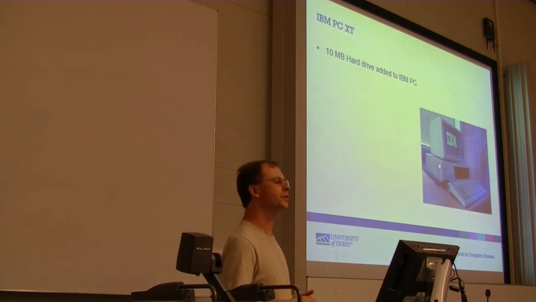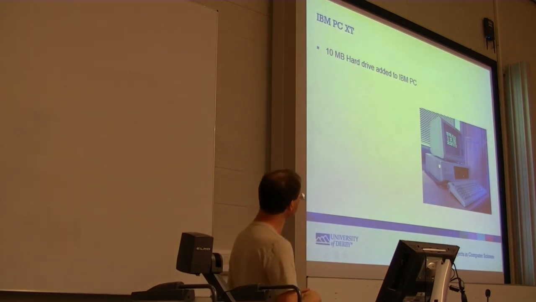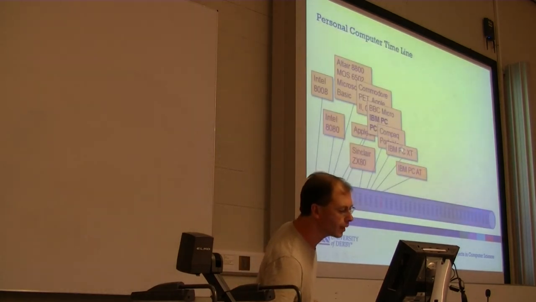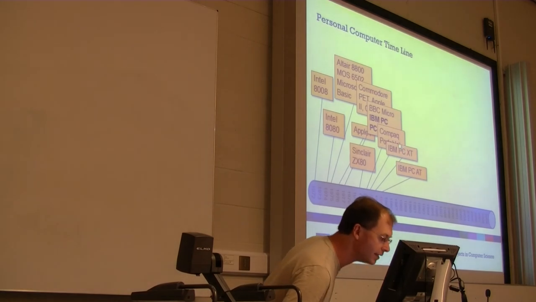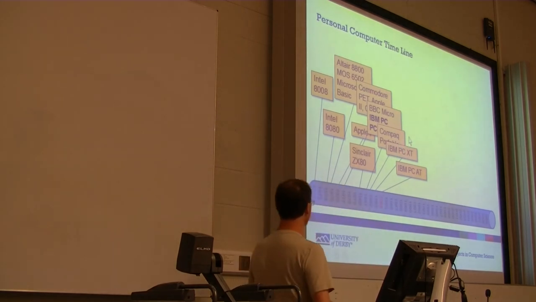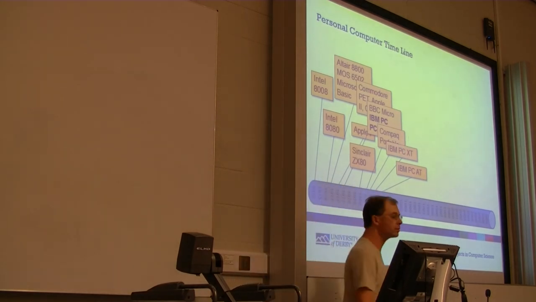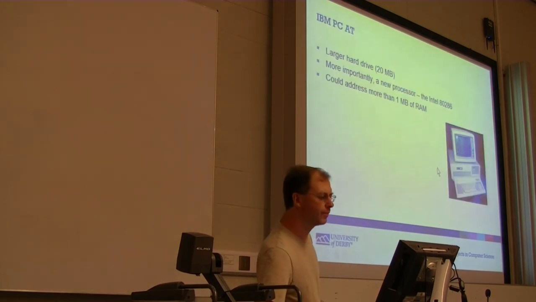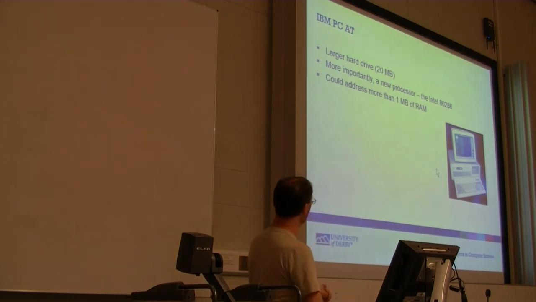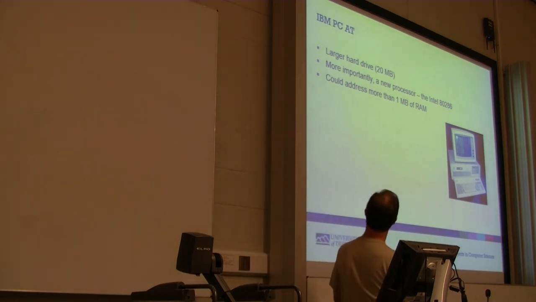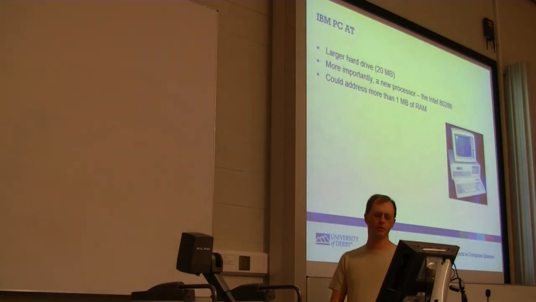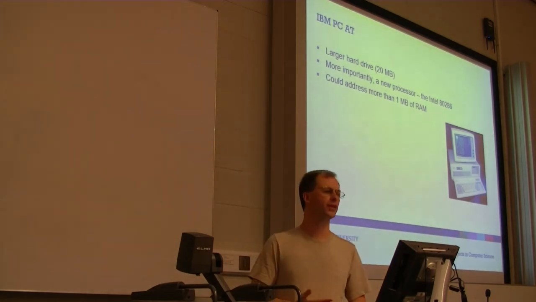Amazing, a speed improvement. And then in 1984, which is a date that will become famous for other things, the IBM 1800. First of all, it was a bigger hard drive, but more importantly, it was a new Intel processor, the 286.